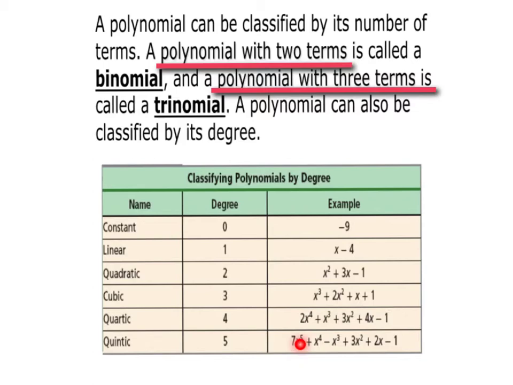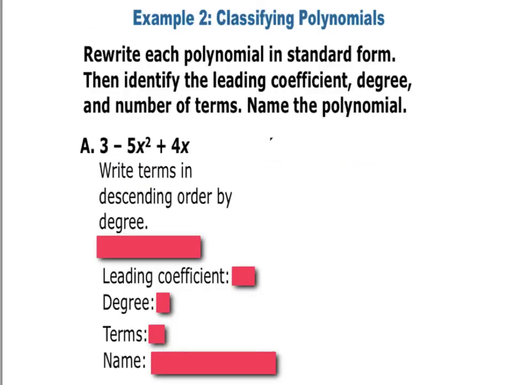Now, what if it has a fifth degree? Fifth degree means quintic, kind of like quintuplets. Quintic. And now notice we have 1, 2, 3, 4, 5, 6 terms, so we call it a quintic polynomial. And that's all the higher we're going to go with this section. Okay, let's go ahead and practice here.